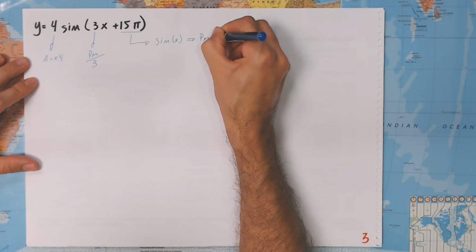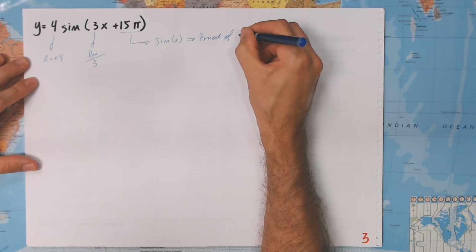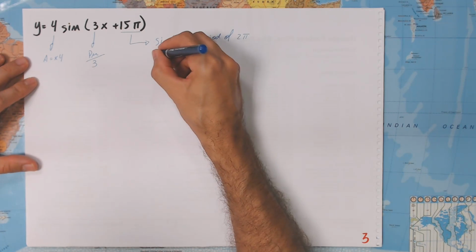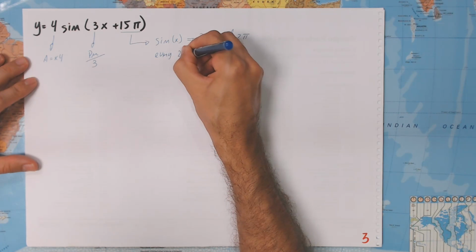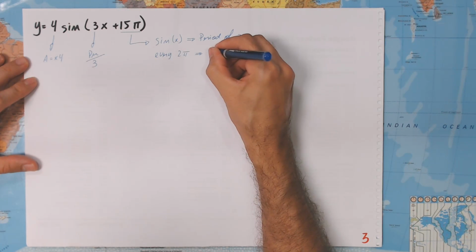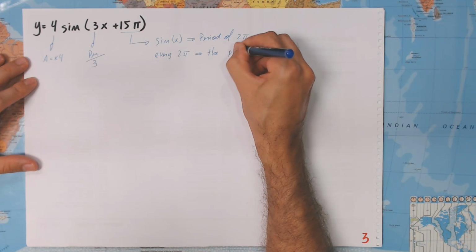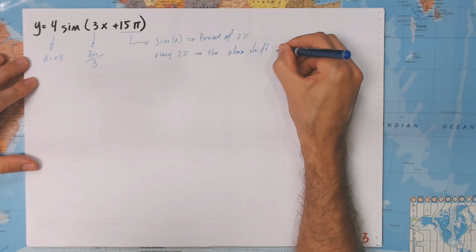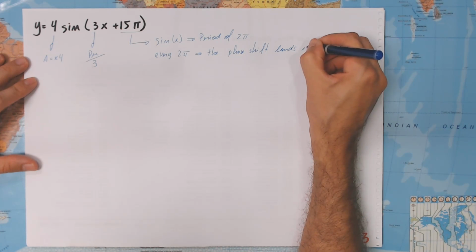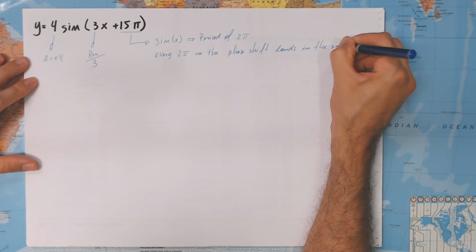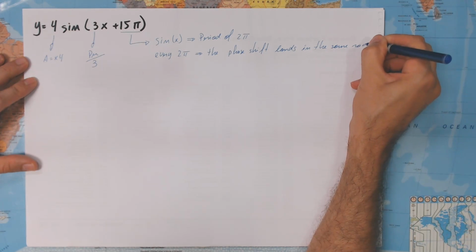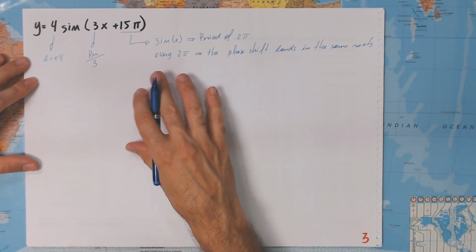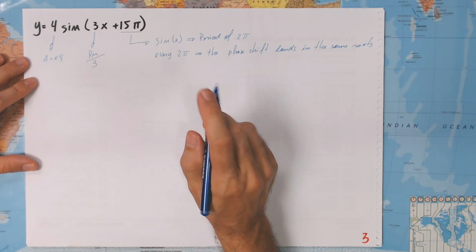a period of 2 pi, meaning every 2 pi it is the same thing, okay? Every 2 pi the phase shift lands in the same roots, okay? So it's not going to alter anything in the charting, okay? The chart is going to be the same.